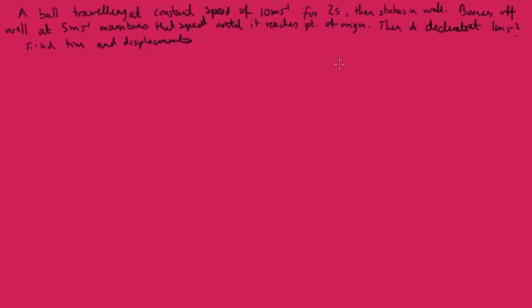Okay, so we've got our wall. Starts here. This is our point of origin. Our ball starts with V1 at 10 meters per second, and T1 is 2 seconds. Then it comes back off here at V2 is 5 meters per second. We don't know what T2 is.